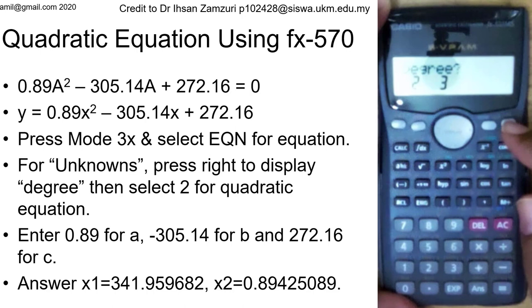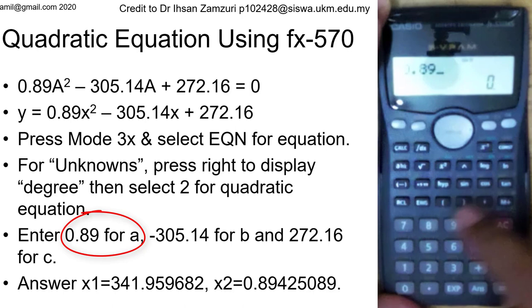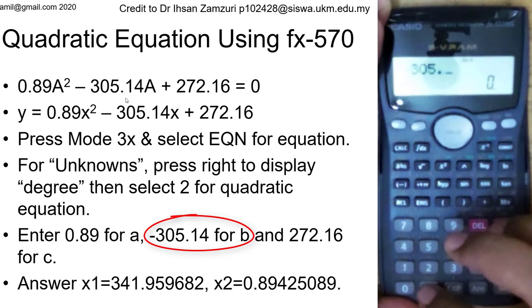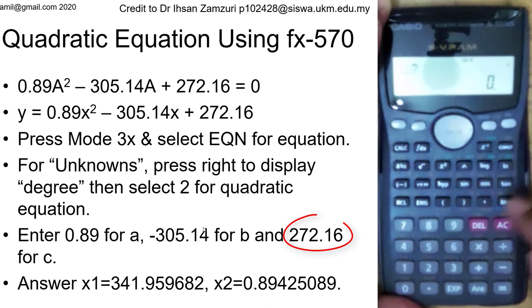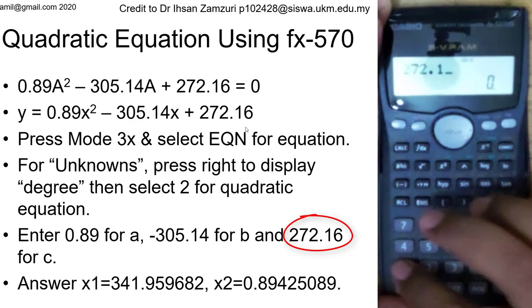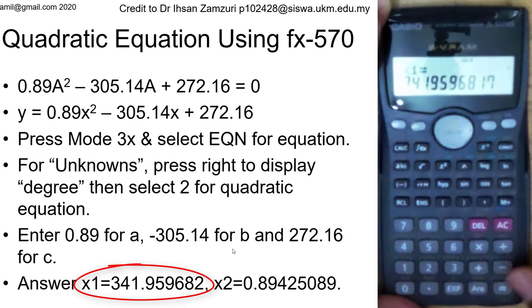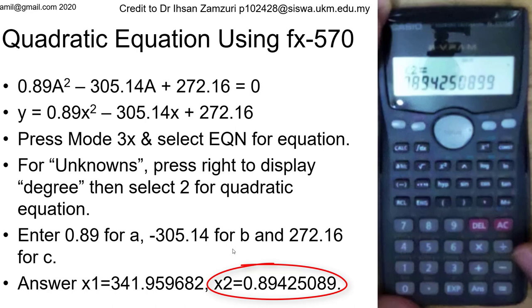Then they will ask the value for A. We enter the value of 0.89 for A, based on this value, 0.89. This is A. Then we enter the value of minus 305.14 for B. Then we enter the value of 272.16 for C. So this is the value, 272.16 for C. When we press equal, they will give the answer. Okay, so the answer comes out as X1 equals 341.959682 and X2 is equivalent to 0.89425089.